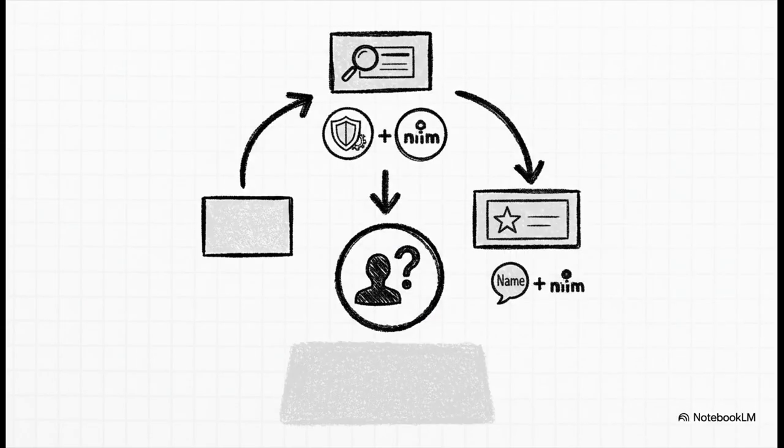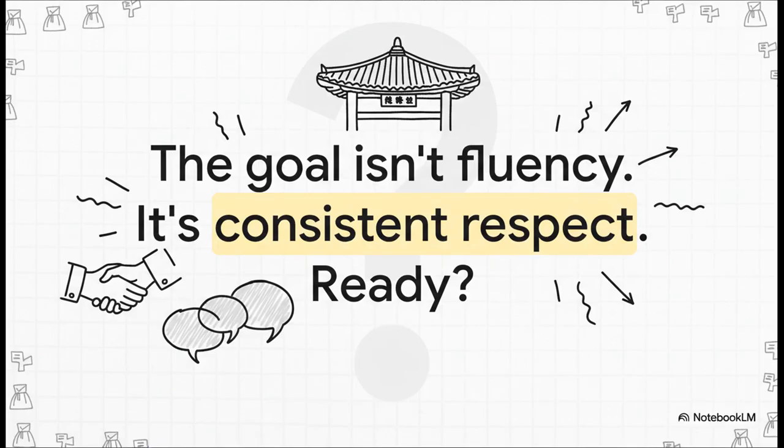So if you remember only one single thing from this whole explainer, let it be this core system. Role plus nim when you know it, name plus nim when you don't. That simple rule will guide you correctly through like 90% of situations. That's your foundation. And that brings us to our final thought. Look, the goal here isn't to have perfect fluency overnight. It's about showing consistent respect. When you're thoughtful about how you address people, you're not just using a language correctly, you are actively building trust. And that is a skill that goes way beyond words. So are you ready to start building that trust?